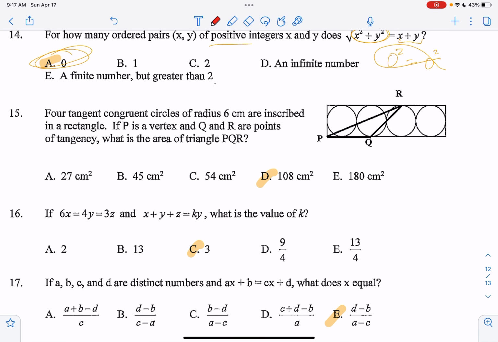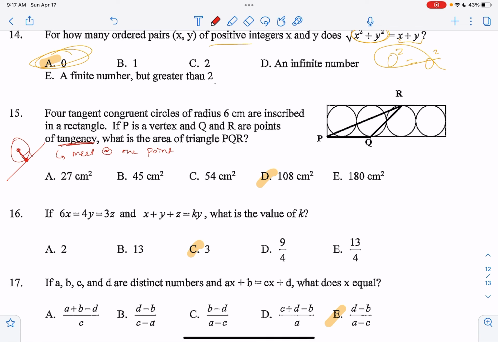Next one, number 15. 4 tangent congruent circles of radius 6 are inscribed in a rectangle. If P is the vertex and Q and R are points of tangency, what's the area of triangle PQR? So points of tangency means they meet at one point. So it's perfectly meeting at the point, the line with the circle. So if you have a circle and a point of tangency, it meets exactly at that one point. It also makes a 90-degree angle with the radius.